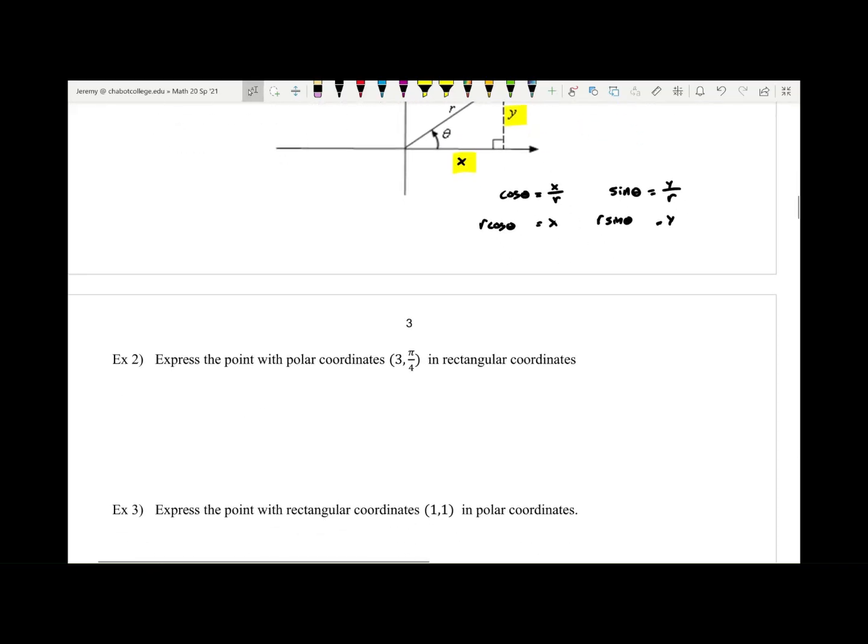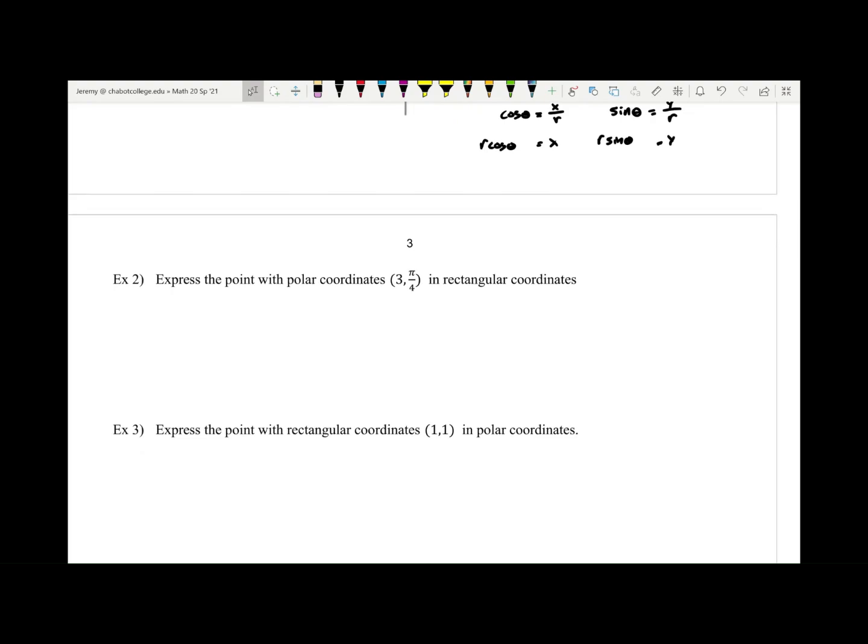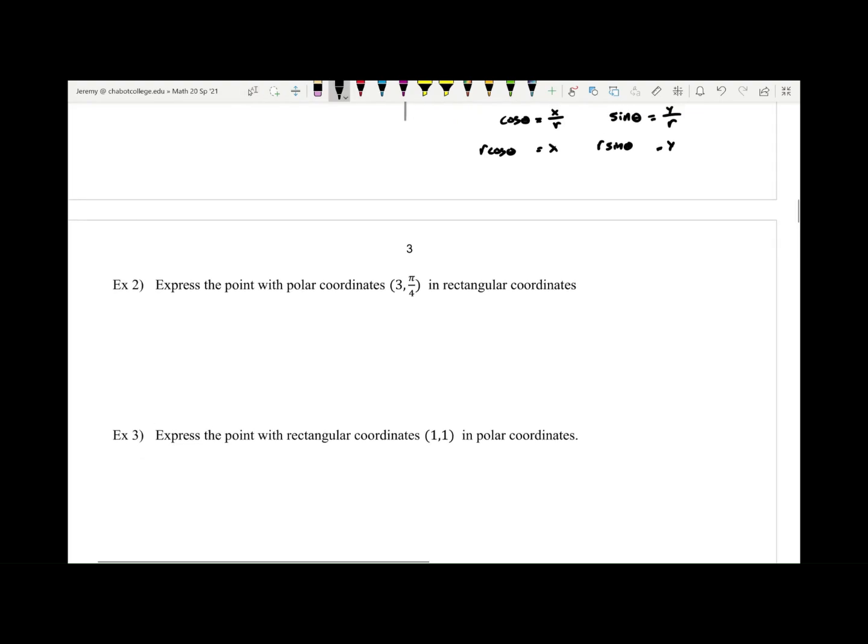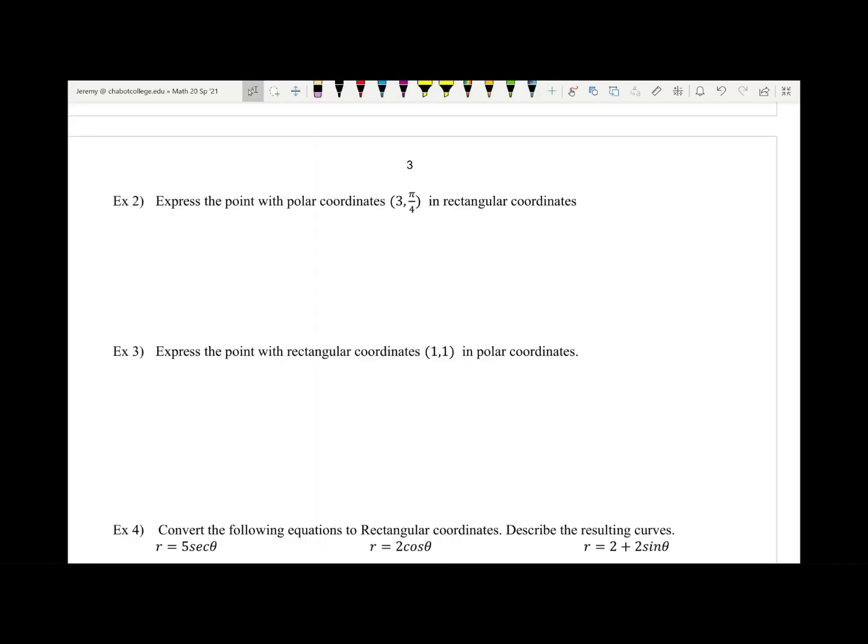So let's see a couple examples here. For example 2, we want to express this polar point in rectangular coordinates. So first of all, I might plot this. This is the ordered pair: the radius is 3, and theta is pi over 4. So pi over 4, that's that angle right there. And then let's just say 1, 2, 3 units away. So there it is. There's the ordered pair, 3, pi over 4.